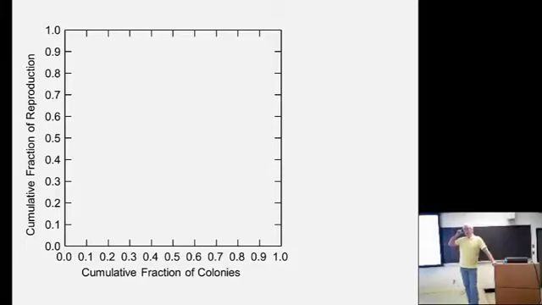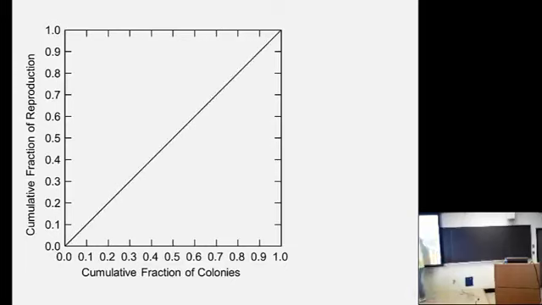These are the colonies that we were looking at in detail for their reproductive output. This is a Lorenz plot. You've probably seen this. Basically, we're looking at colonies ranked by the amount of reproduction they have. This is the cumulative fraction of colonies, and this is the cumulative fraction of reproduction that those colonies are responsible for.